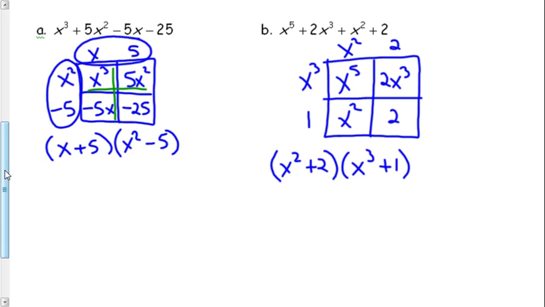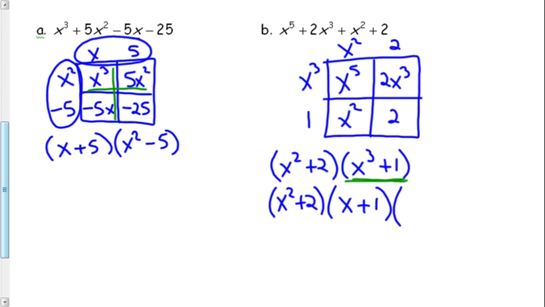But if you notice, the binomial on the right, that is a sum of cubes. X to the third is x cubed. 1 is 1 cubed, so I have to break that down further. I'm going to copy the first one down, and then I'm going to follow what we did on the top of the page. So I start with the cube root of x cubed is x. The cube root of positive 1 is plus 1.